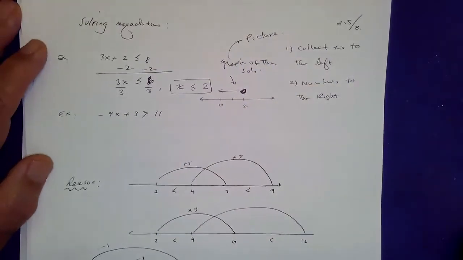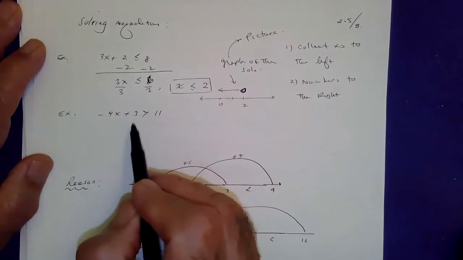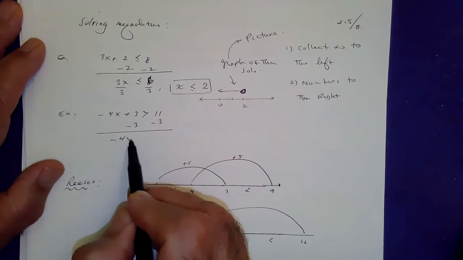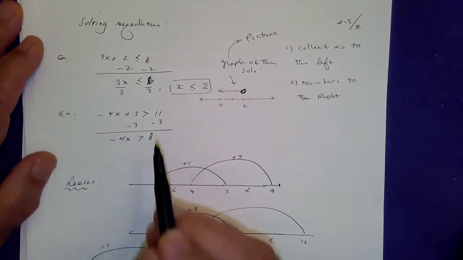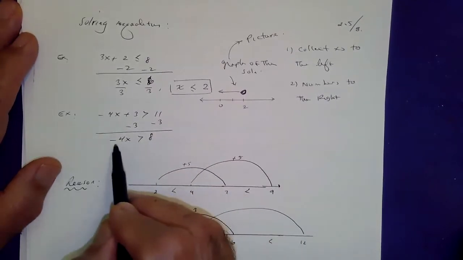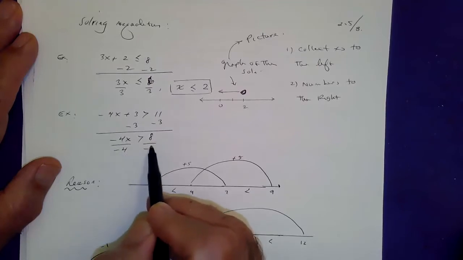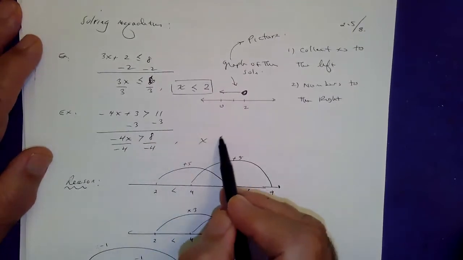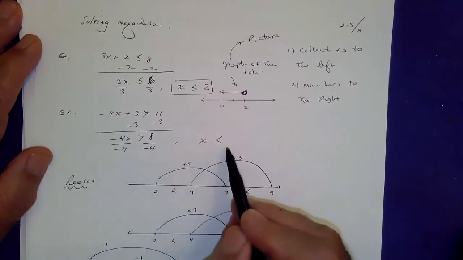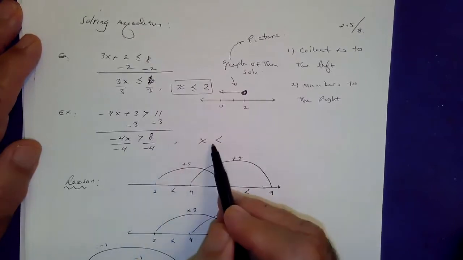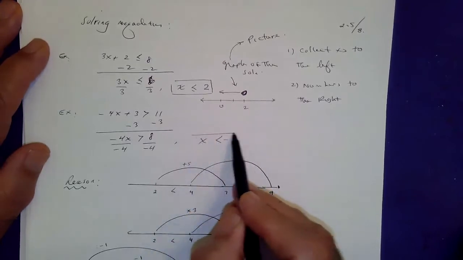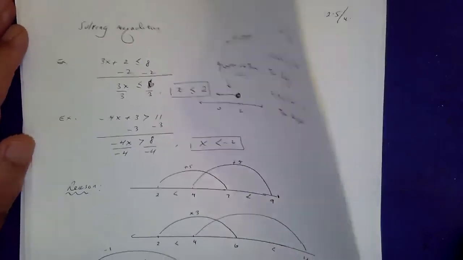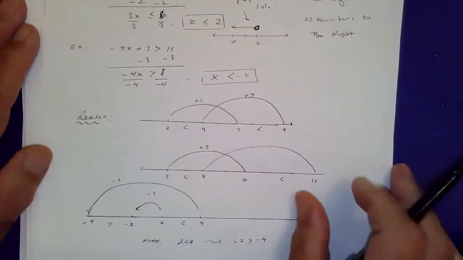Okay. What about this guy? Well, this guy, you subtract 3, just like equations, but keep track of the inequality sign. But the only problem is now you have to divide both sides by -4. When you do that, the inequality sign switches. 8 divided by -4 is -2. So notice the inequality sign switched. Why did we switch the inequality sign?